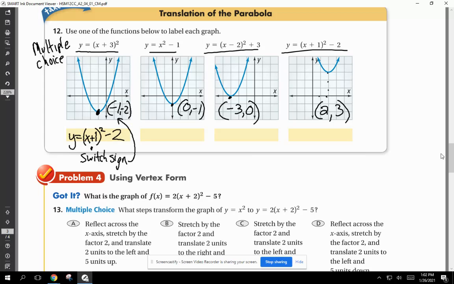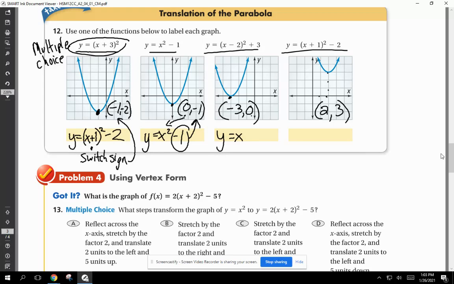This vertex is 0, negative 1. The only one it could be is y equals x squared minus 1. Here's your negative 1. Since there's a 0 here, we don't have to do the parentheses. So it's not x plus anything. So that's why it's written that way. This one is negative 3, 0. So the y is a 0. So it'd be nothing at the end. So it has to be this first one here.